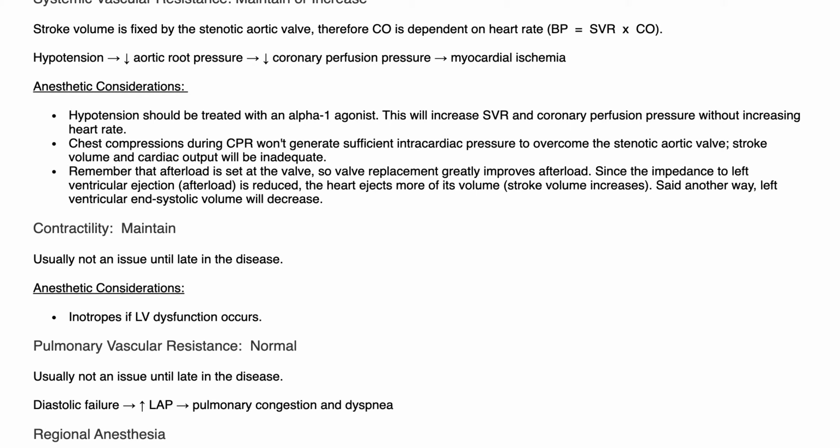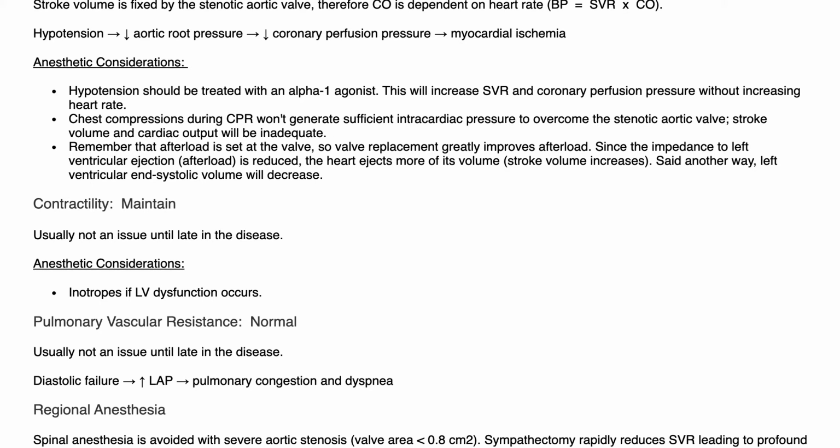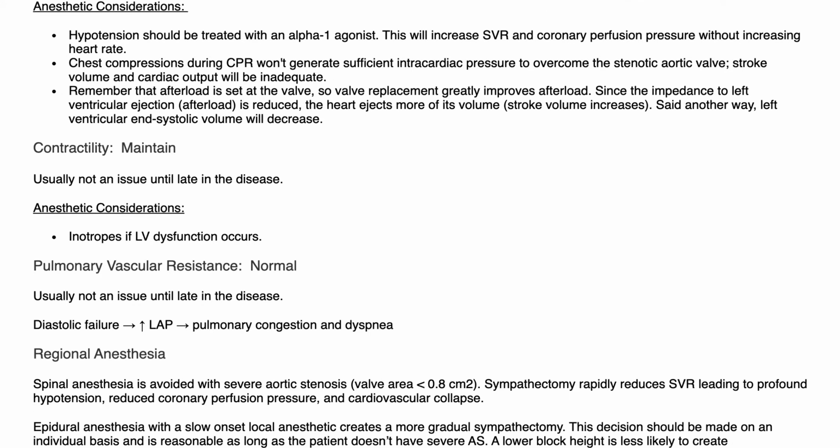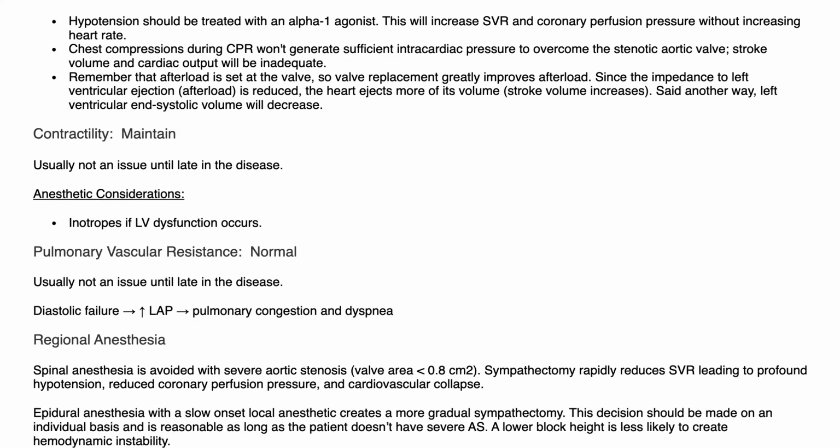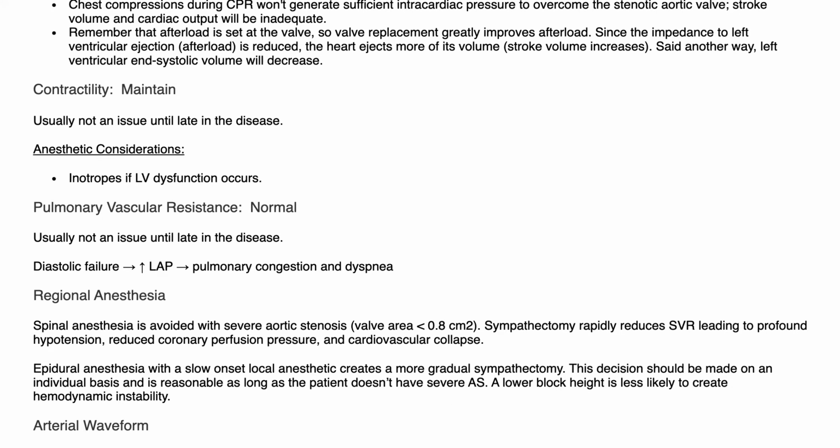Contractility should be maintained. It's usually not an issue until late in the disease. Anesthetic considerations include inotropes if left ventricular dysfunction occurs. Pulmonary vascular resistance should be maintained at normal, and it's usually not an issue until late in the disease. Diastolic failure increases left atrial pressure, which leads to pulmonary congestion and dyspnea.